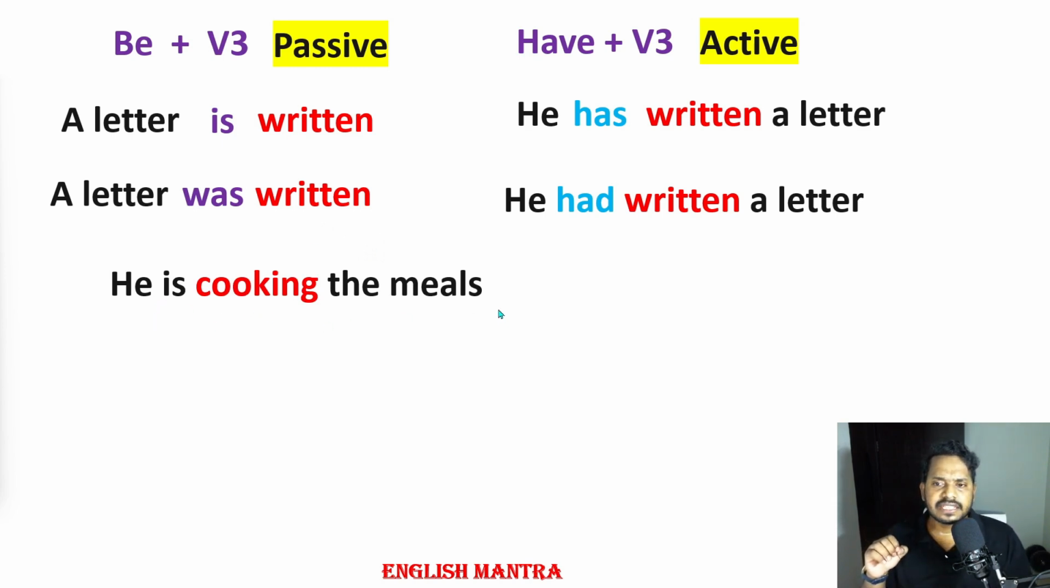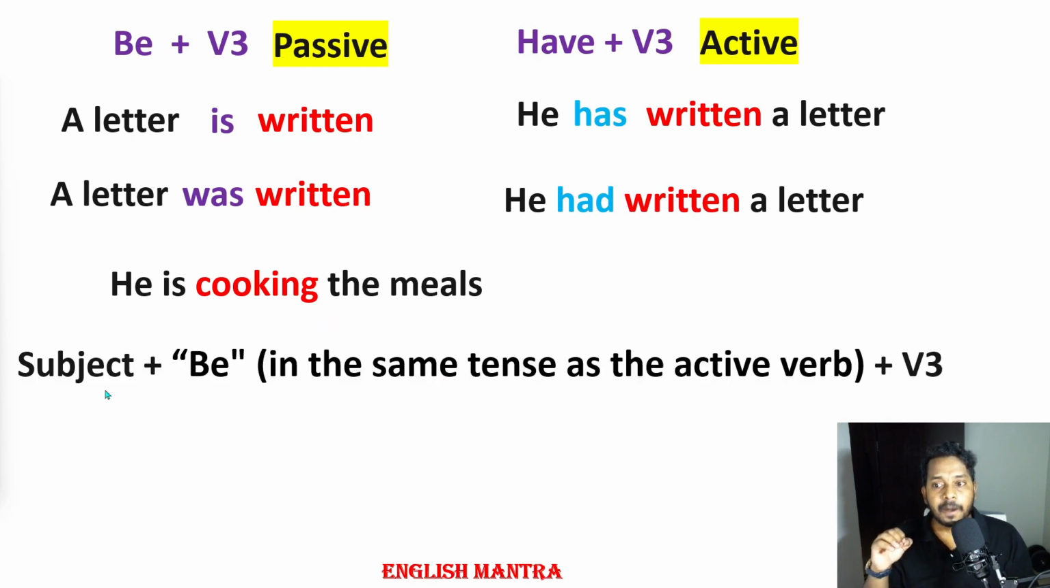He is cooking the meals. See, have you noticed any be form here? No, right? So this sentence is in active voice. Who is cooking? He. He is the doer of the action, and the meals is the receiver of the action. How to change it to passive voice? It's so simple. Just place the receiver of the action in the subject place, and then use be in the same tense as the active verb. What is the active verb here? Cooking. And then use V3. What is the V3 form of cooking? Cooked.